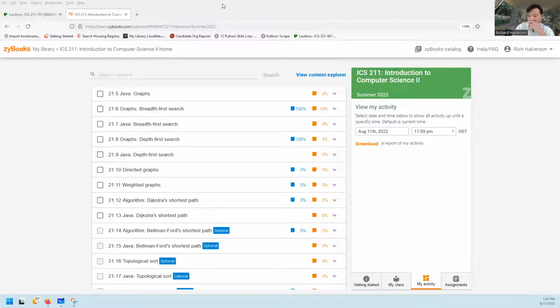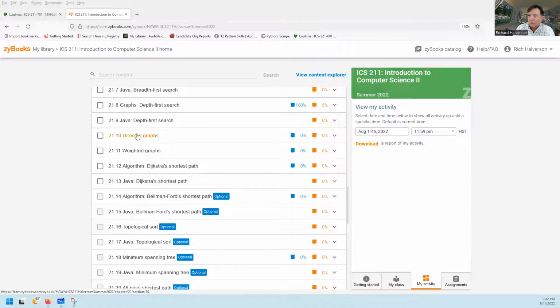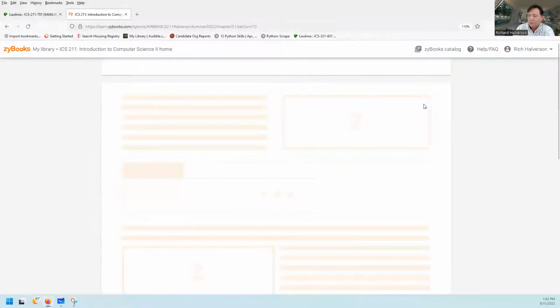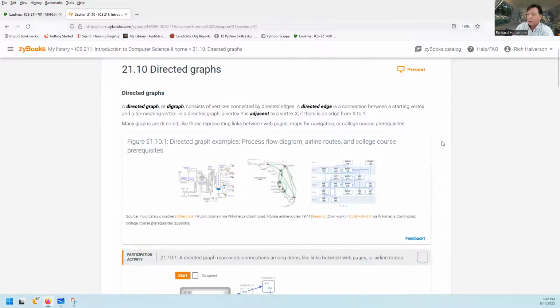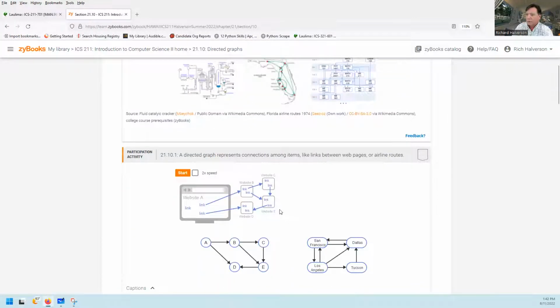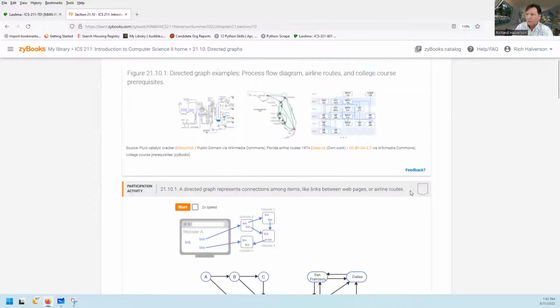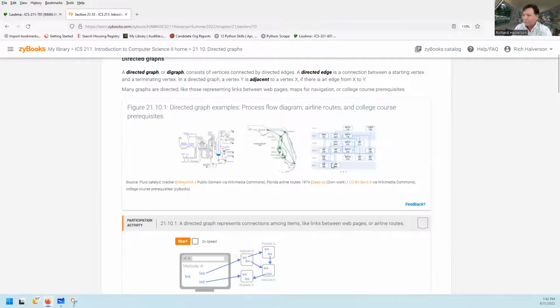Today, I'd like to go over the section on directed graphs. So let me share my screen. Okay, so we are going to go through this section on directed graphs in this video. You should read it, go through these participation activities, and we've all seen graphs, maps of graphs.